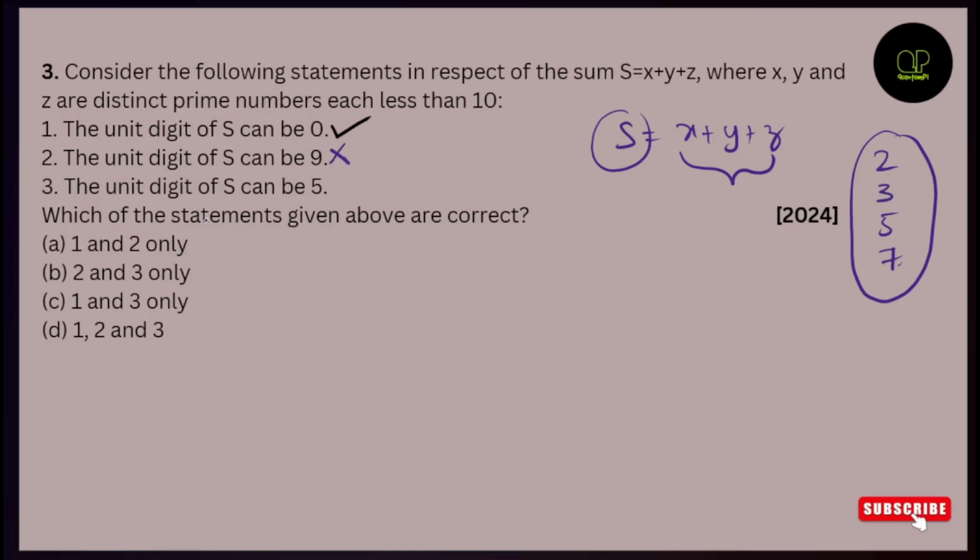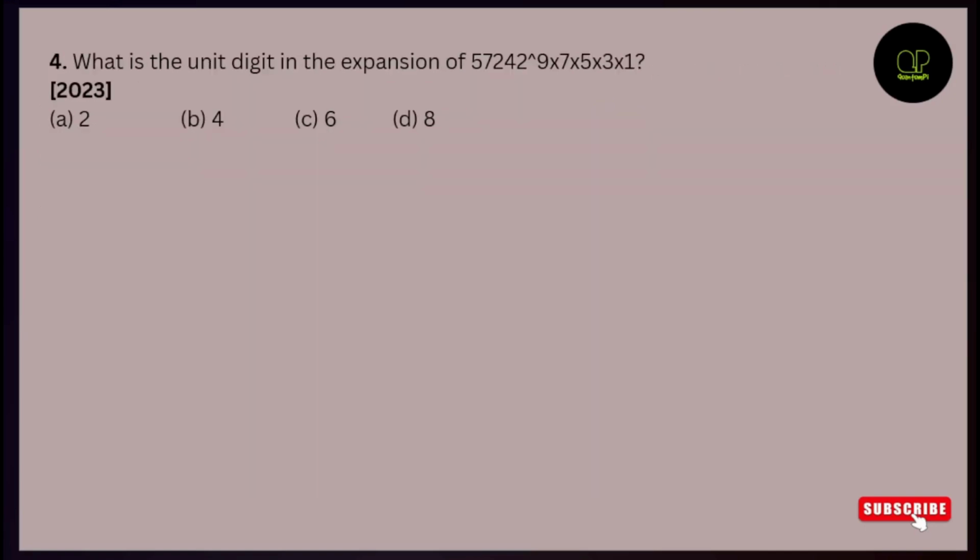Done. Let us see if you can get 5. Yeah. 7 plus 3, 10. 10 plus 5 is 15. So you get a universal digit of 5. So statements 1 and 3 are correct. This is your answer. Let's move to the next question.